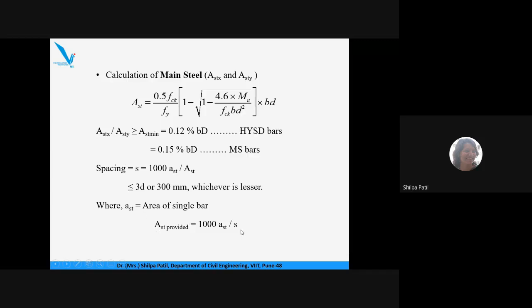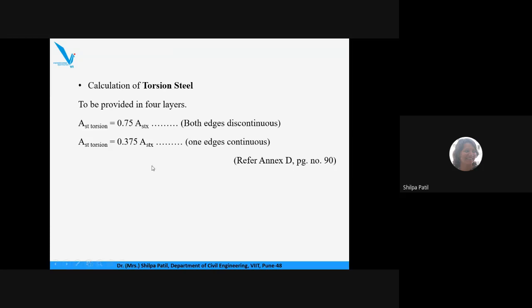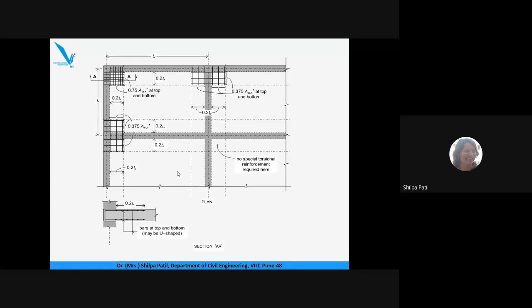Then next important step, and additional step to that of your one-way slab design, is calculation of torsion reinforcement. As I have discussed, this is to be provided in 4 layers. AST for torsion is calculated as 0.75 times the ASTX, when both edges are considered as discontinuous. When one edge is continuous, it is taken half of this value, that is 0.75 by 2, 0.375 ASTX. Okay, whatever is for mid-span positive moment, for that we have to calculate the torsion. See, this is the diagram. You will get the clear idea by referring to this particular diagram how the torsion reinforcement is provided.